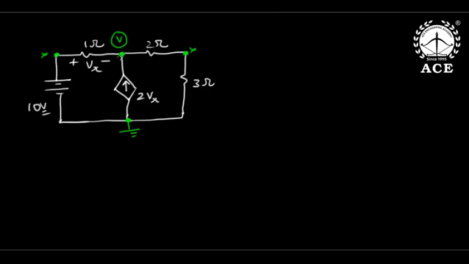So the first nodal equation, the normal equation, I am writing. KCL here: this current plus this current plus this current should be 0. What is this current? V minus 10 by 1. This current is how much? Minus 2Vx. What about this current? Yes, V by 5, equal to 0.